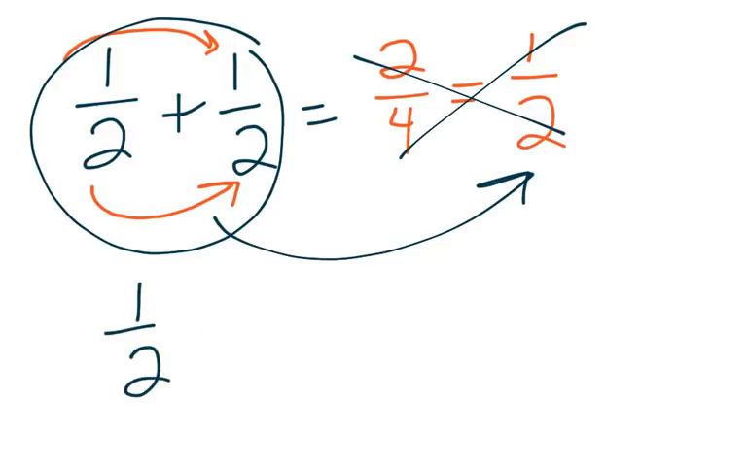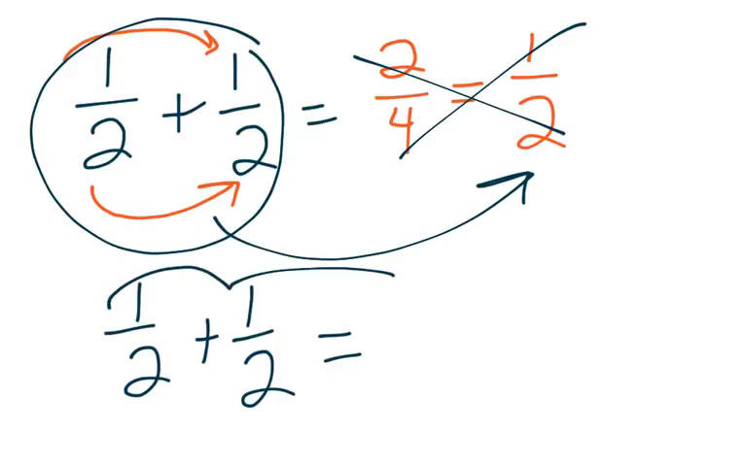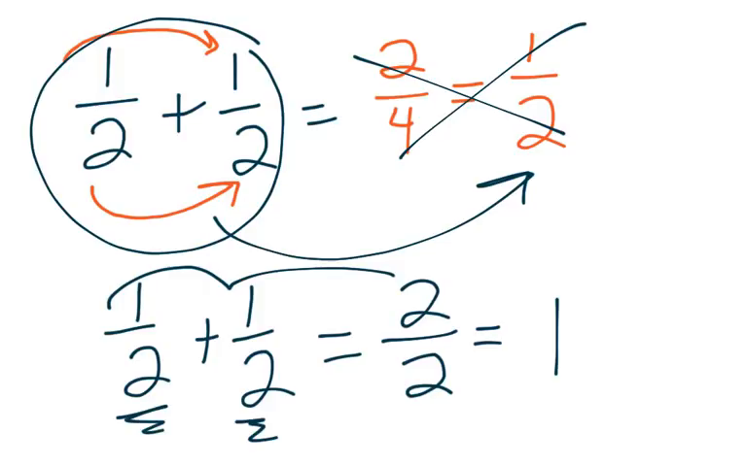So 1/2 plus 1/2, if we have common denominators, which we do, 1 plus 1 on the top is equal to 2. We don't add the denominators because they're common. That tells us that 2/2 is equal to 1 whole. So when you're adding fractions, remember we need a common denominator and then we only add the numerators. I hope that helps.